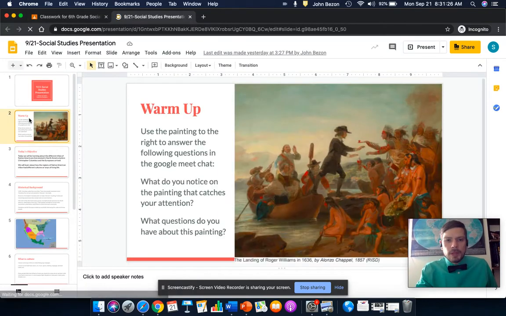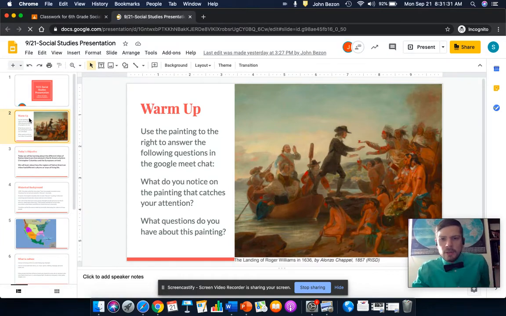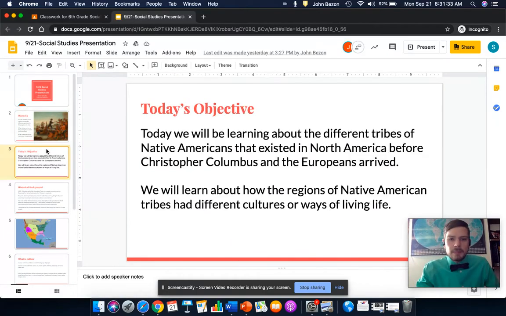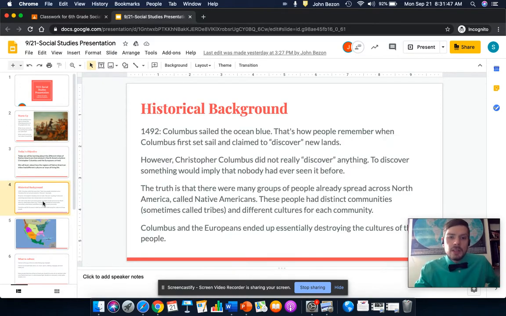So for our warm-up, we had a painting over to the right, and we just answered some questions. What do you notice on the painting? What questions do you have about the painting? The objective, today we learned about the different tribes of Native Americans that existed in North America before Christopher Columbus and the Europeans arrived. And we learned about how the regions of Native American tribes had different cultures or ways of life. So again, historical background.